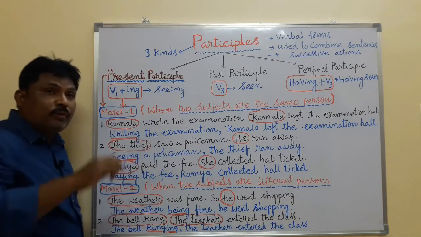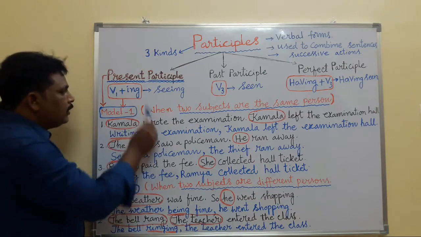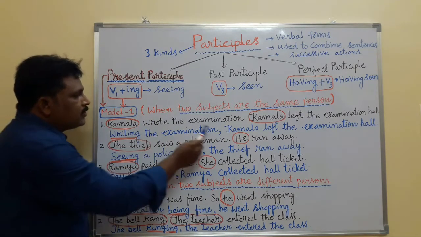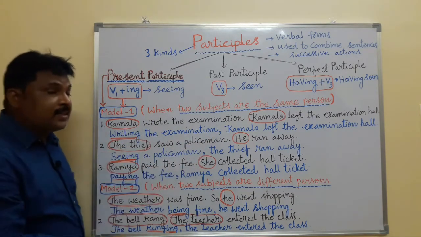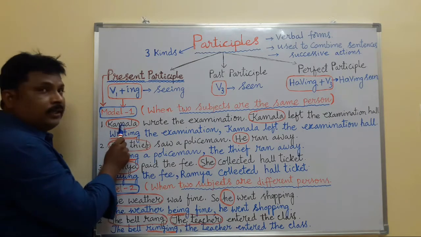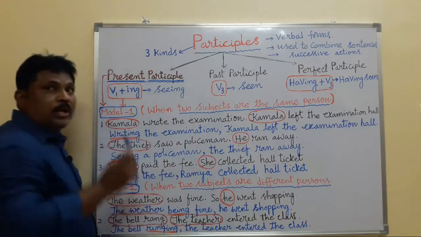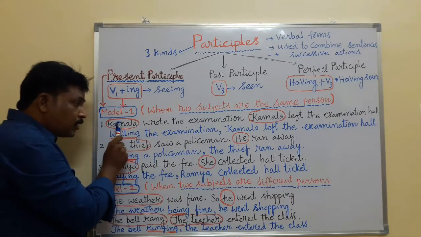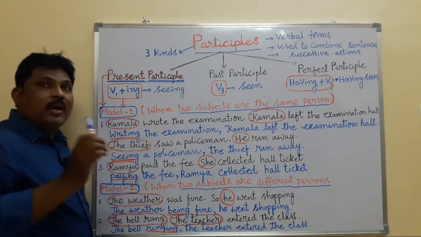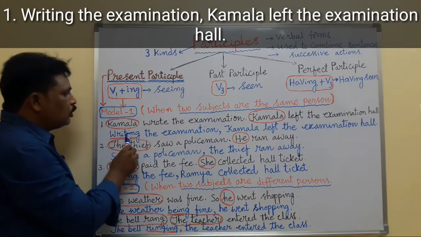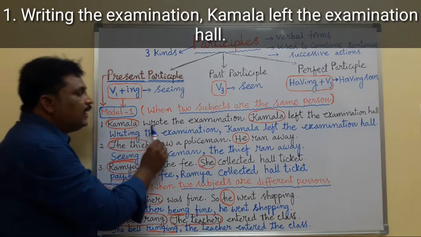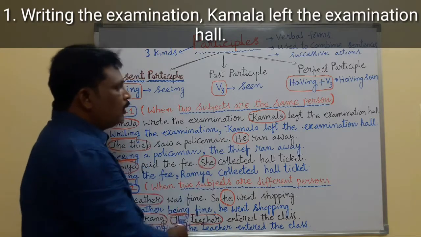What is the V1 of wrote? Write. Write plus ing, writing the examination. Here we don't write the subject Kamala because two sentences have the same subject. That's why the subject of the first sentence is to be avoided and we start the sentence with the V1 plus ing form. That is, writing the examination, comma, then subject.